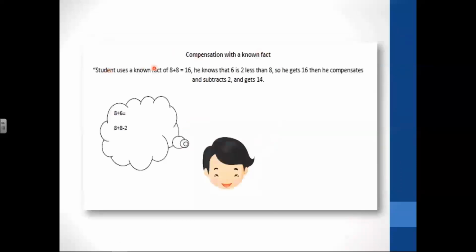Compensation with a known fact. The student uses a known fact that 8 plus 8 is 16. He knows that 6 is 2 less than 8, so he gets the 16, compensates and subtracts 2. Very complex, but the doubles plus or minus strategy is what that is.